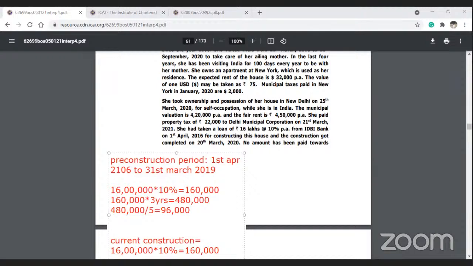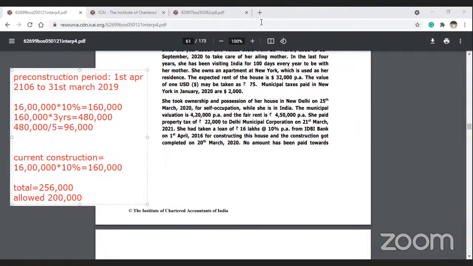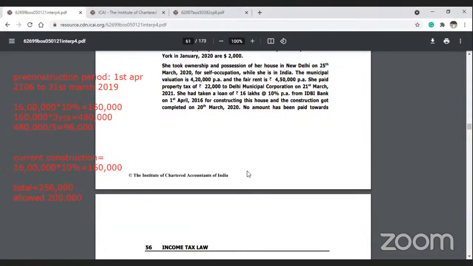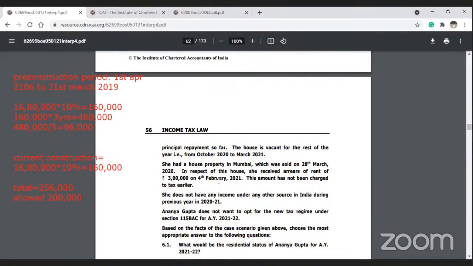And this is for the Delhi house. And for Mumbai? Are they saying anything about the house being vacant for the rest of the year? But it is self-occupied, so vacancy loss has no relevance here. There are arrears in rent of 3 lakhs, so we'll take standard deduction over here.